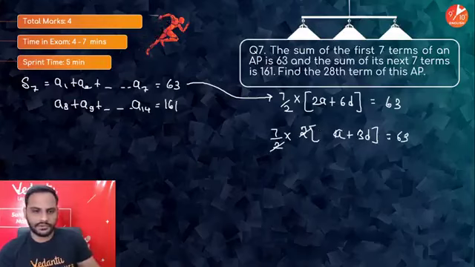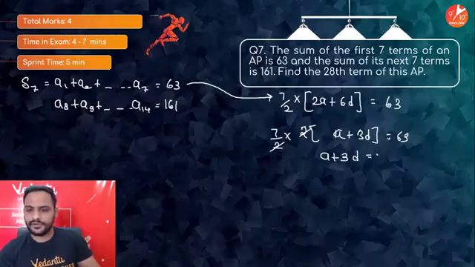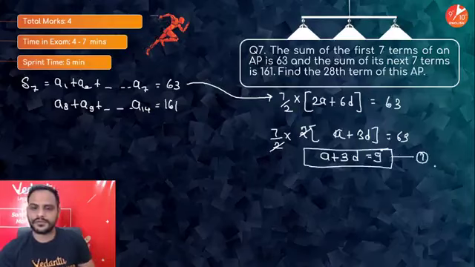So now you will be left with 7 if I shift it in the division. So you are left with a plus 3d. 63 upon 7 is equal to 9. This is your first equation. Alright, this is your first equation. Let's go for the second part.